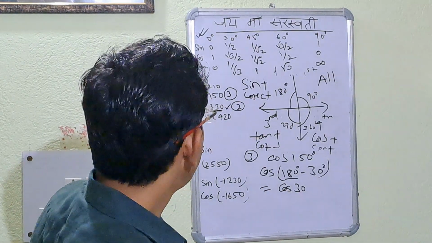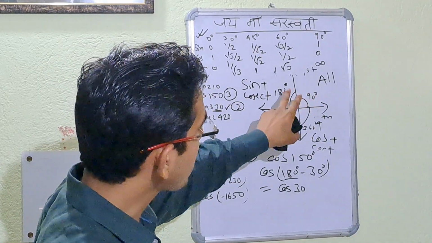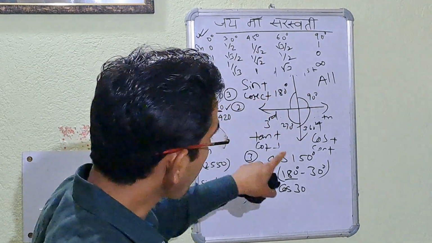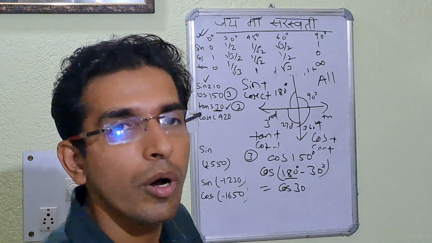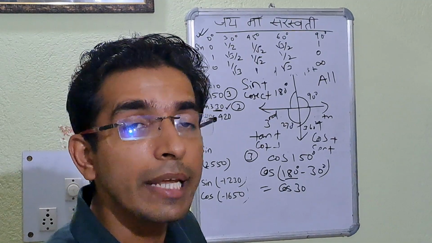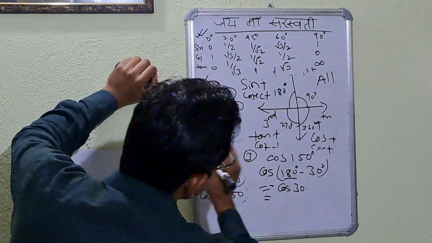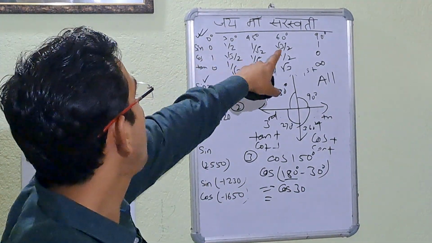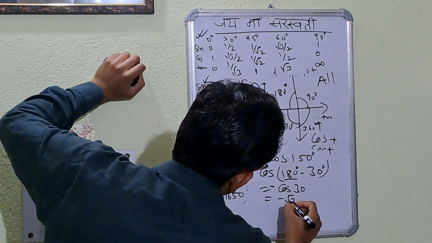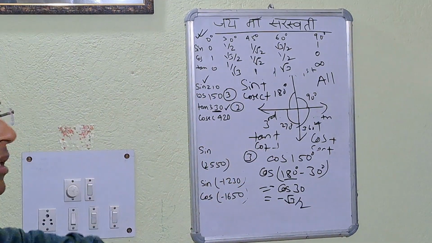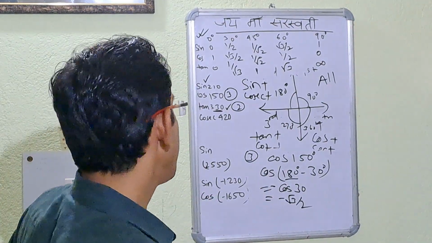For cos 150 degree, the first quadrant is up to 90 degree and the second quadrant is up to 180 degree. So 150 degree lies in the second quadrant, and in the second quadrant sine and cosec are positive, and here it is cos, so it will be negative. So minus cos 30, and we had already seen that minus cos 30 will be minus root 3 by 2. So this is the solution for cos 150 degree.